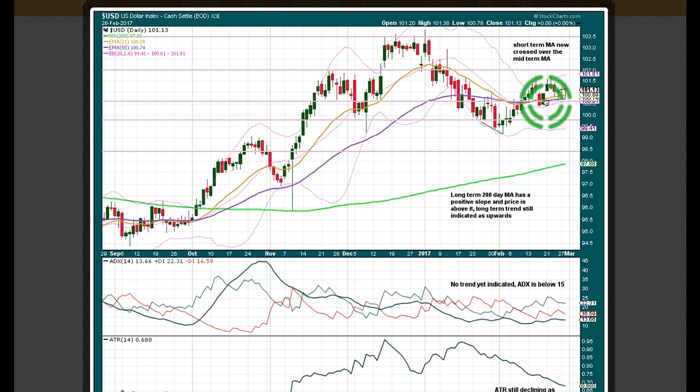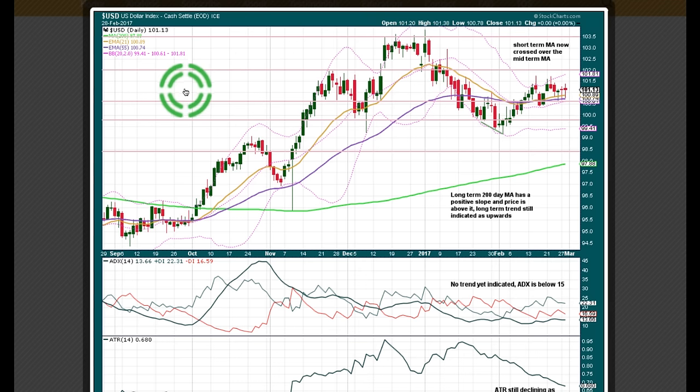opportunity. We've got a crossover of the short-term Fibonacci 21-day moving average above the mid-term Fibonacci 55-day moving average here. That's indicating a potential change to a new upward trend. The long-term 200-day moving average for dollar index is still increasing, so we should assume that the trend remains the same, upward, until proven otherwise.